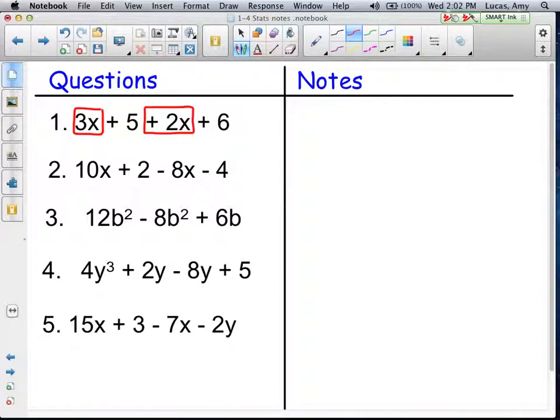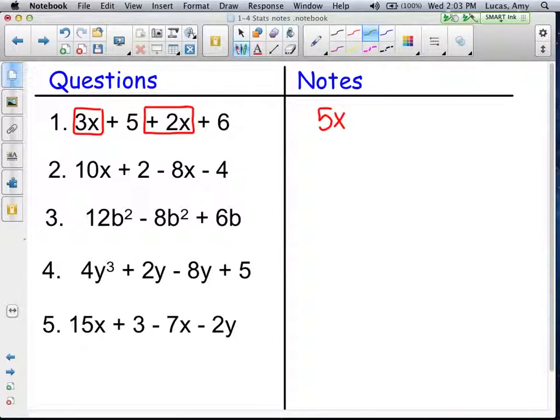So I've got 3x plus 2x, which would be 5x. When you're adding together like terms, you add the coefficients. You don't change the variable part of it. The variable part is what you look at to determine if they're alike. Then if they are, you add or subtract the numbers in front.